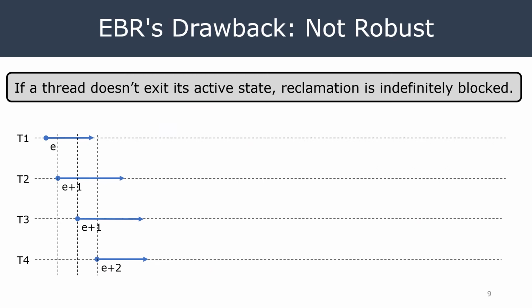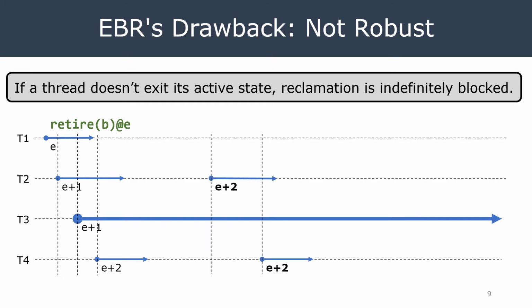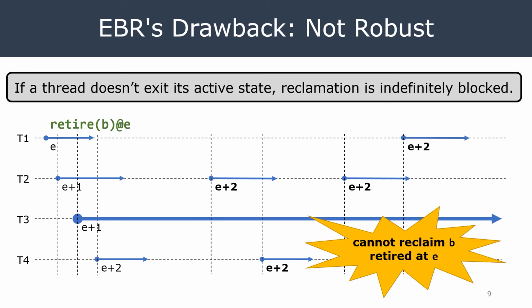Unfortunately, EBR also has a significant drawback. Namely, EBR is not robust, meaning that a single non-cooperative thread can block the reclamation of the entire system. Suppose B is retired in E, and T3 does not exit its active state of epoch E plus 1. Then, the entire system cannot reach epoch E plus 3, and therefore, B will never be freed.